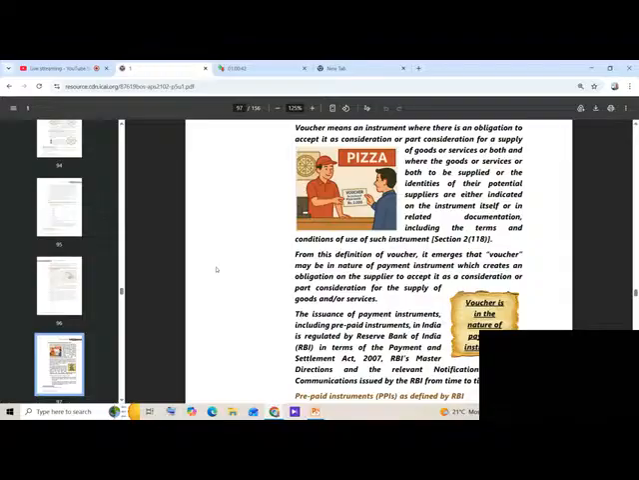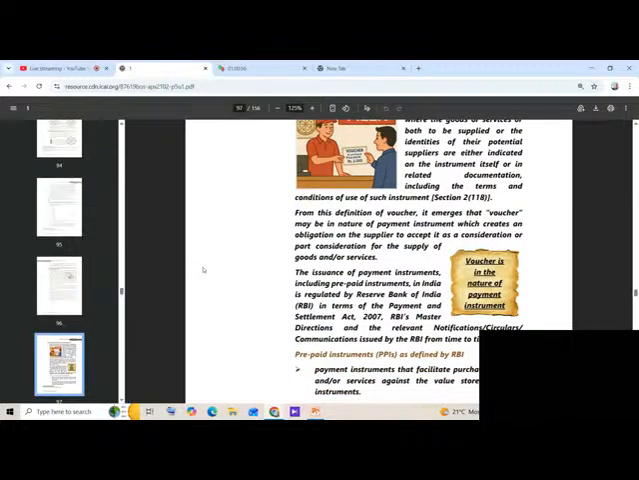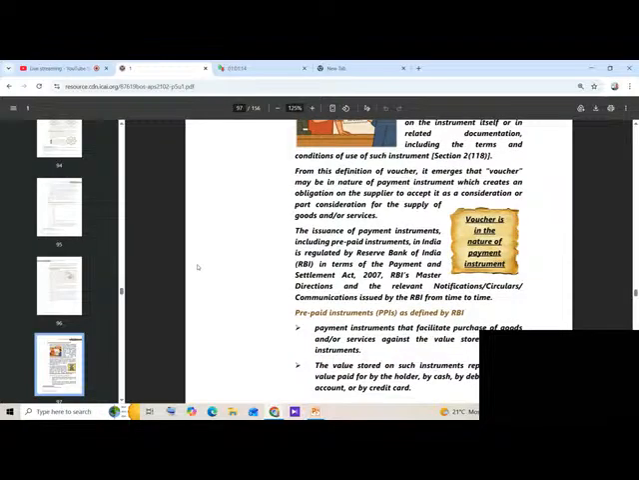From this definition of voucher, it emerges that voucher may be in the nature of a payment instrument which creates an obligation on the supplier to accept it as a consideration or part consideration for the supply of goods and/or services. The issuance of payment instruments, including prepaid instruments, in India is regulated by the Reserve Bank of India in terms of the Payment and Settlement Systems Act 2007, RBI's master direction and the relevant notifications, circulars or communications issued by the RBI from time to time.